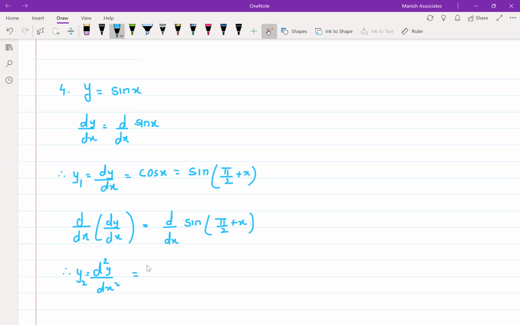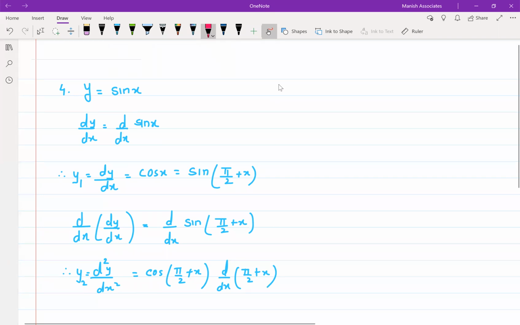And derivative of sine of pi by 2 plus x is cos of pi by 2 plus x into derivative of pi by 2 plus x, because it was sine u. You can't forget that, right? It was sine u. So derivative of sine u is what? Cos u into du by dx, right? Now I can finalize it this way. y2 equals to, you can write it as d2y by dx2 is equal to, now look, derivative of pi by 2 what will it become? 0, and derivative of x what will it be?